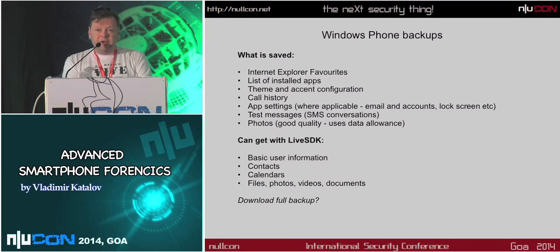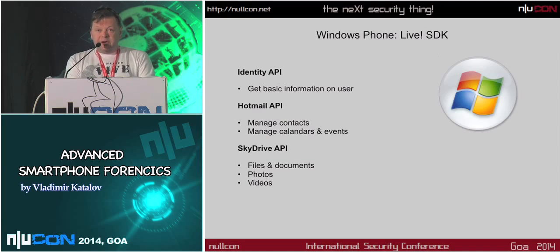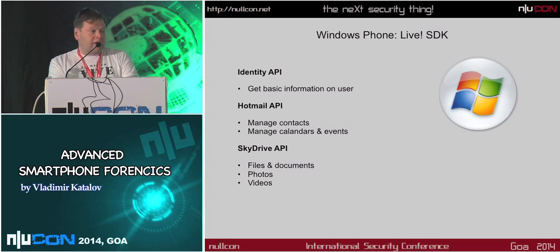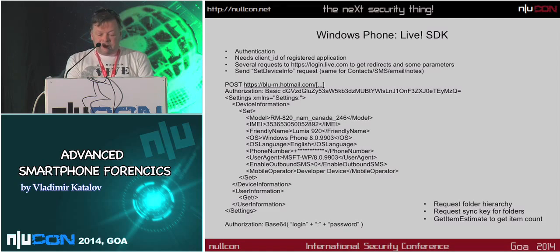There are 3 kinds of API. Identity API to get the basic information on the user and on the device. There is Hotmail API to work with contacts, calendars, and events. And SkyDrive API to work with files, documents, photos, and videos. In general, working with all this kind of data is almost the same. We perform the authentication first, and get the authentication token. And in the bottom right corner, there are the steps we need to do.